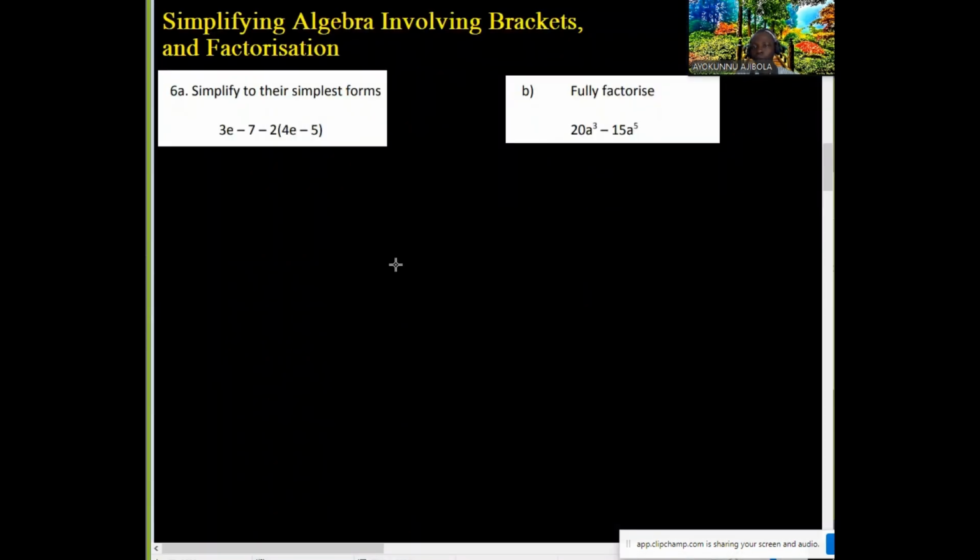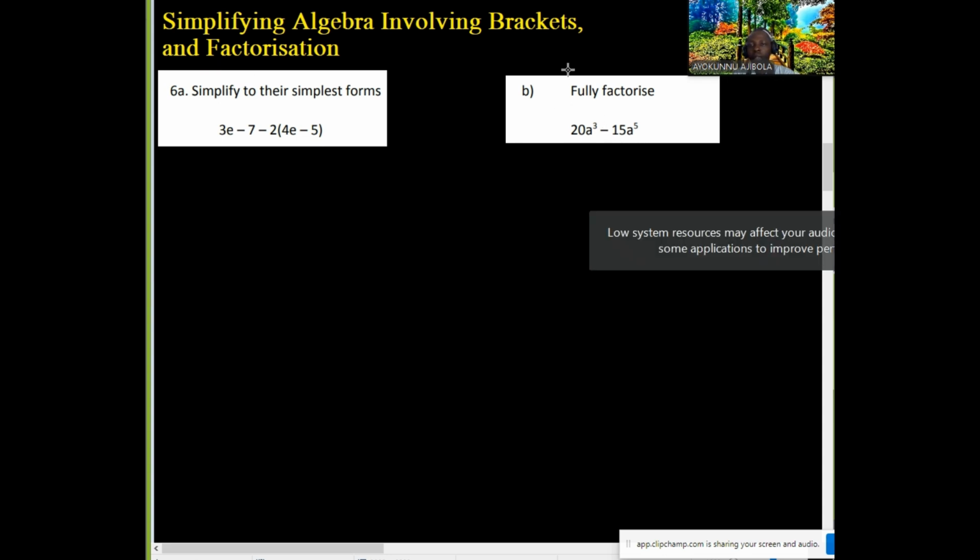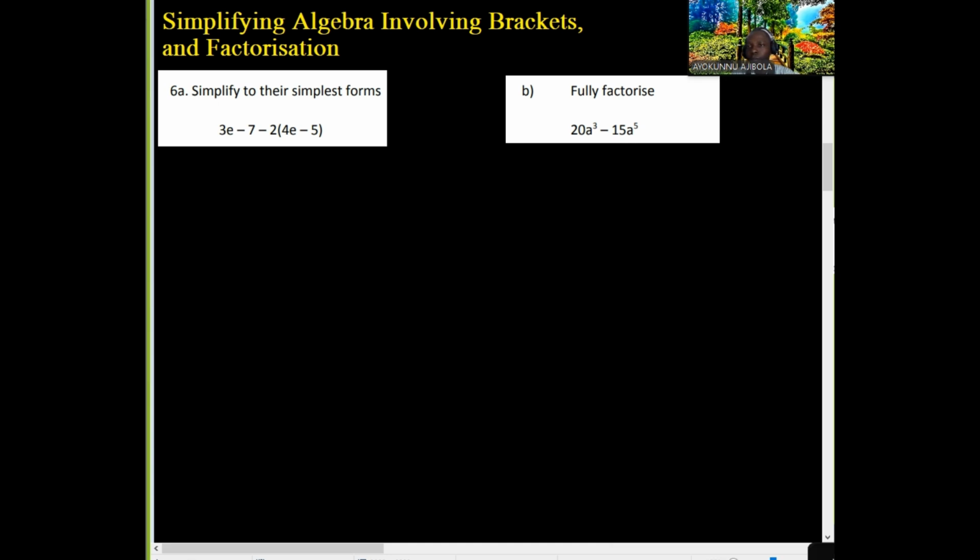Okay, so we have two questions here, 6A and 6B. Simplifying algebra involving brackets. The first one involves a bracket, and the second one is on factorization. Is that clear? Yeah. Good.